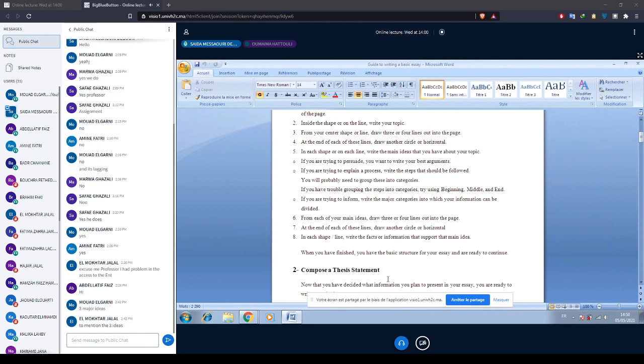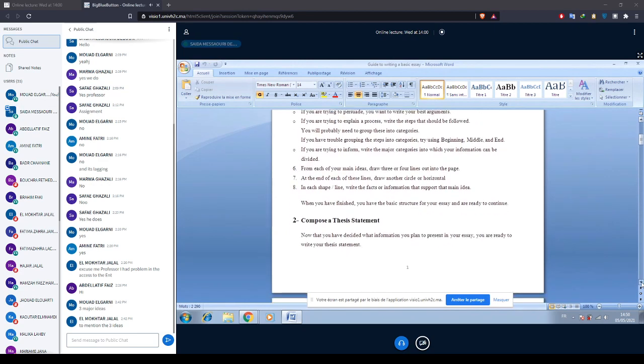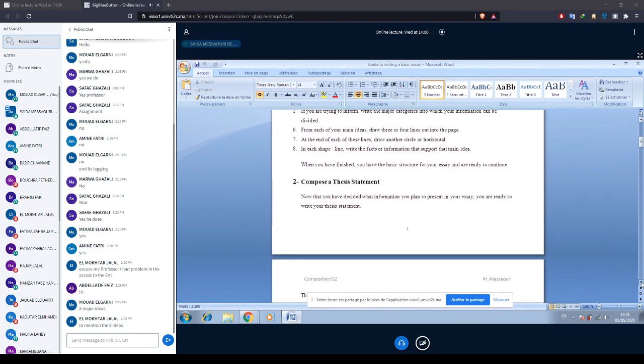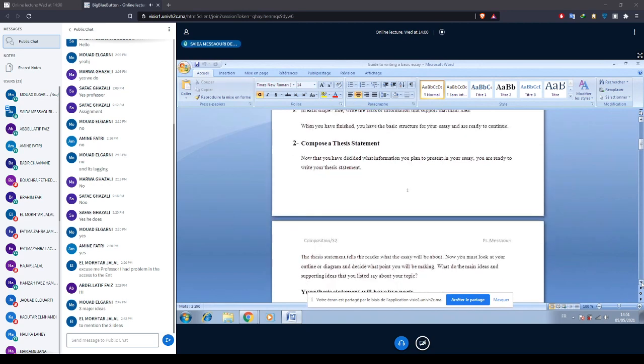So when you have finished, you have the basic structure for your essay and are ready to continue. Now you have the draft. Now you have to compose a thesis statement. Obligatory. And this is what I want in the exam.